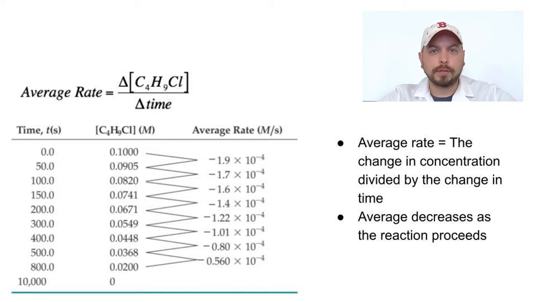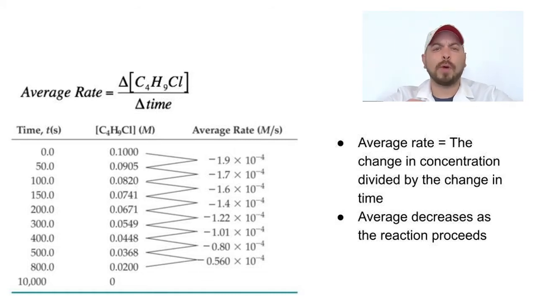Take a look. Now my rate of change of butyl chloride starts out at negative 1.9 times 10 to the negative fourth moles per liter per second. But by the end of the reaction, the rate of change is negative 0.56 times 10 to the negative fourth moles per liter per second. So as time went on, not only did the concentration get less, but the rate of change of the concentration got less. This tells me the reaction slowed down.